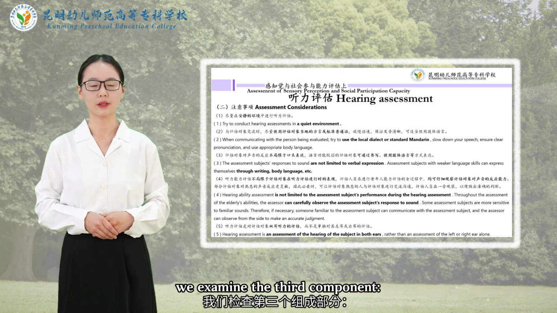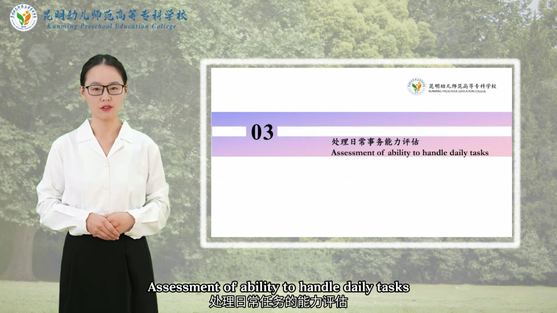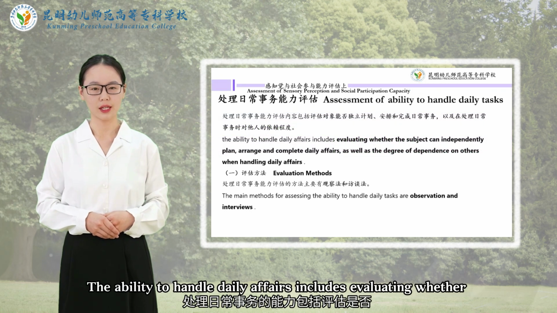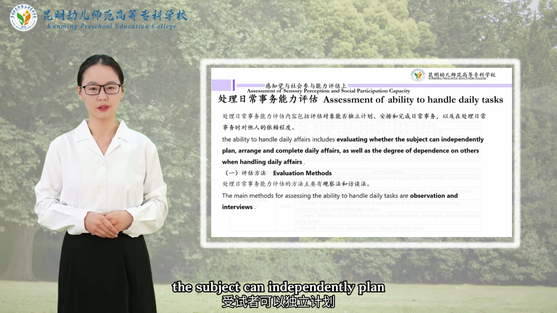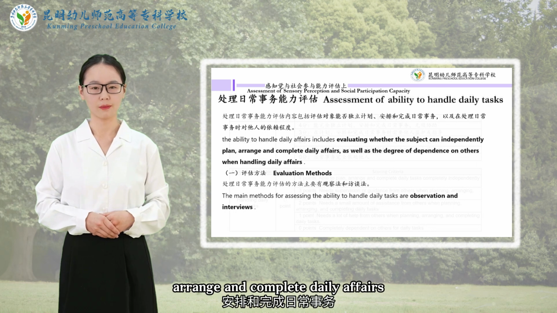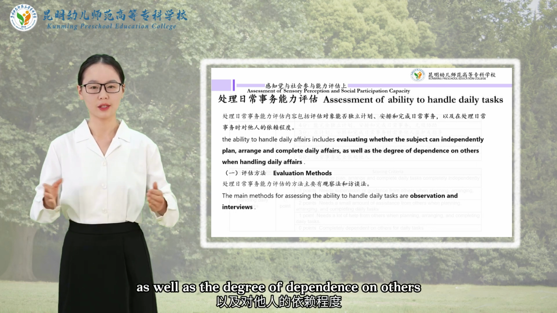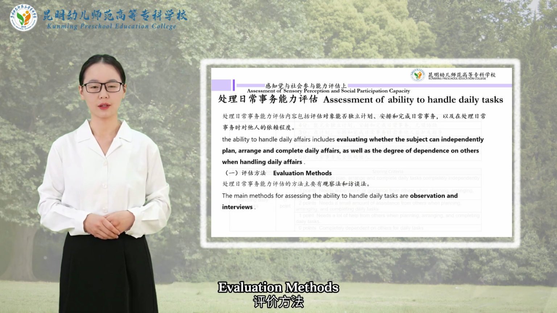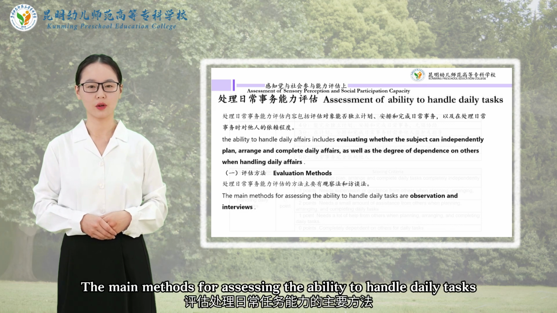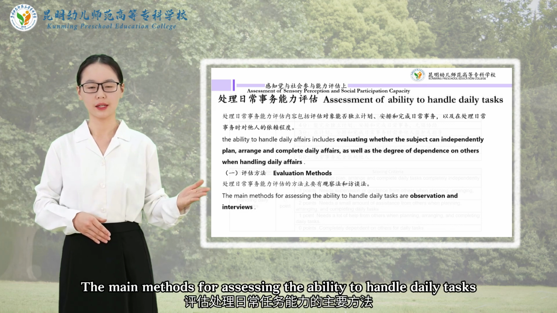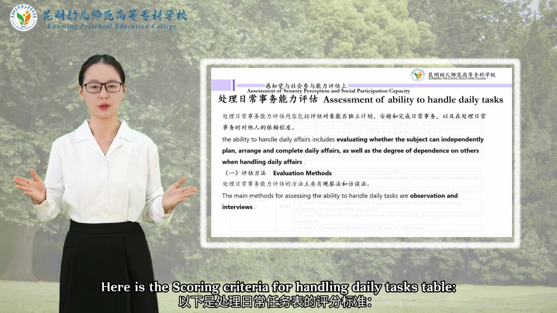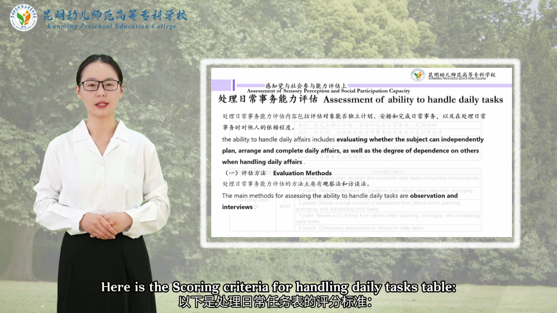Finally, we examine the third component, assessment of the ability to handle daily tasks. The ability to handle daily affairs includes evaluating whether the subject can independently plan, arrange, and complete daily affairs, as well as the degree of dependence on others when handling daily affairs. Evaluation methods. The main methods for assessing the ability to handle daily tasks are observation and interviews. Here is the scoring criteria for handling daily tasks table.